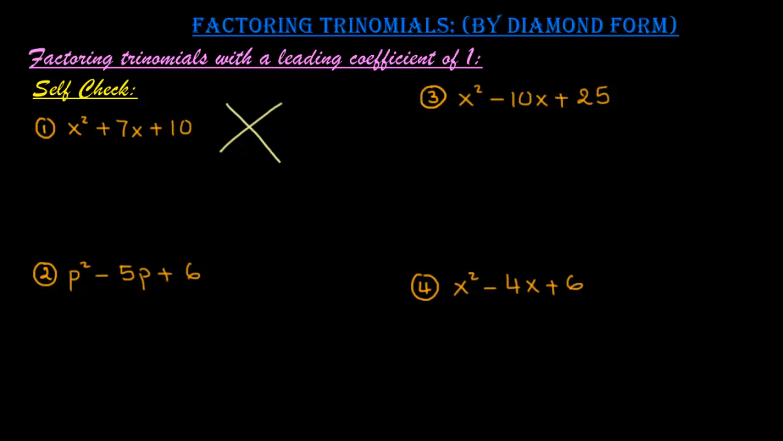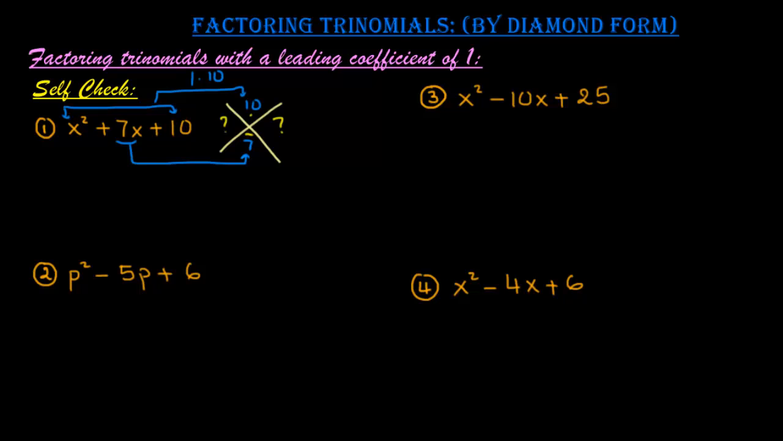We take the first number times the last. So we have 1 times 10. 1 times 10 gives me 10 on the top, and the middle number will be at the bottom, so 7. We're looking for a pair which multiplies to give me 10 and adds to give me 7.